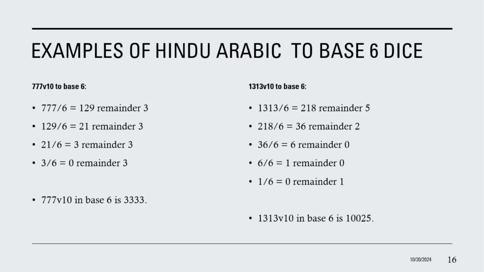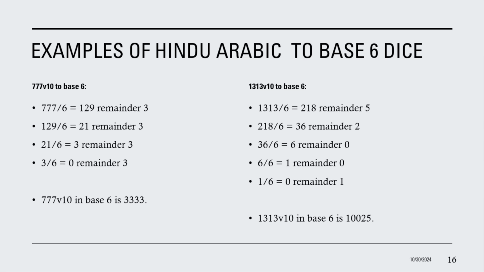Examples of Hindu-Arabic to base 6 dice. If we wanted to, for example, convert the number 777 in base 10 to base 6, we would take the number, divide it by our base, which is 6, take note of the result and the remainder, and then continue dividing the result by 6 for each value of the place value all the way down to 0. Doing this process gives us our number in base 6, which is 3,333.